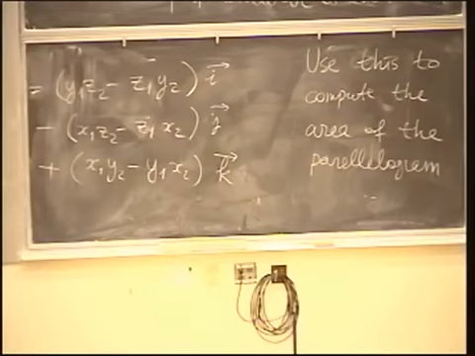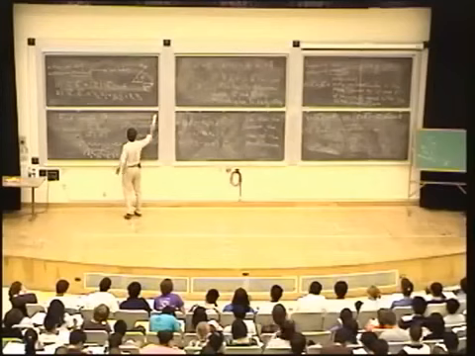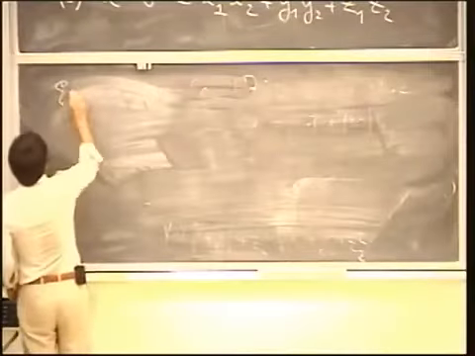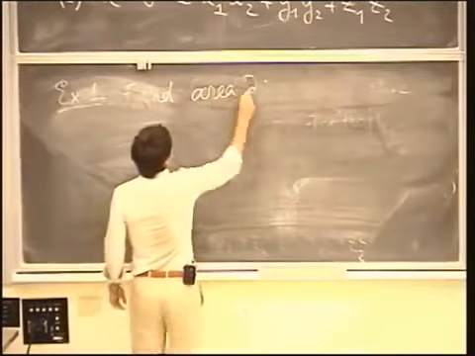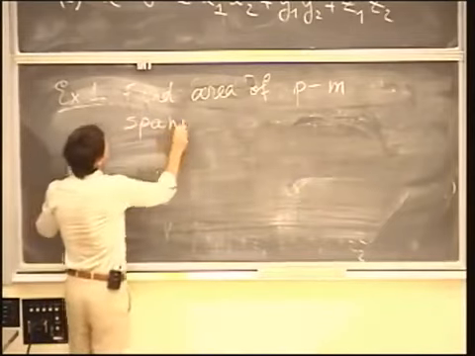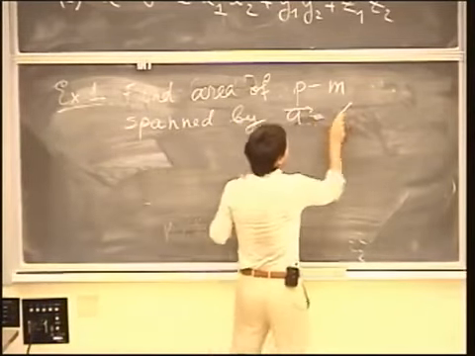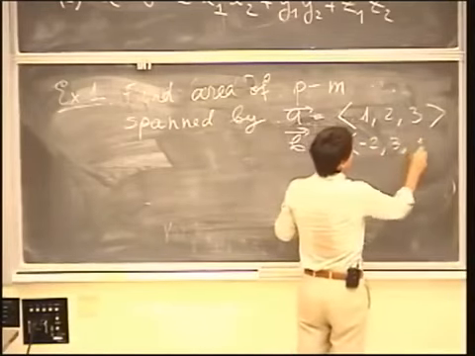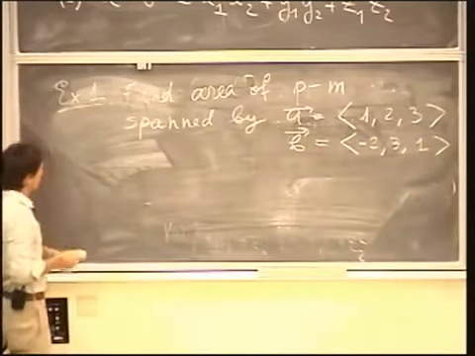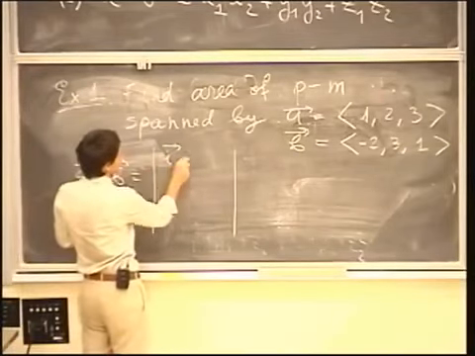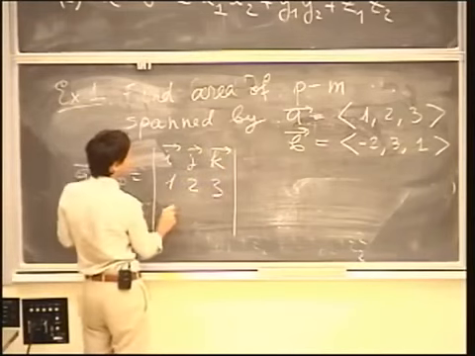Let's do some calculation. Let's say, for example, find the area of the parallelogram. Let me just, to save time, draw a parallelogram like this, spanned by the vectors A, which is equal to (1, 2, 3), and B, which is equal to (-2, 3, 1). Okay, just random numbers. Very easy. So first of all, we calculate the cross product between these two vectors by using this formula. So we put i, j, k, 1, 2, 3, -2, 3, 1.